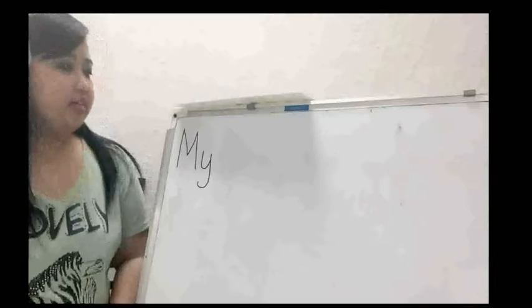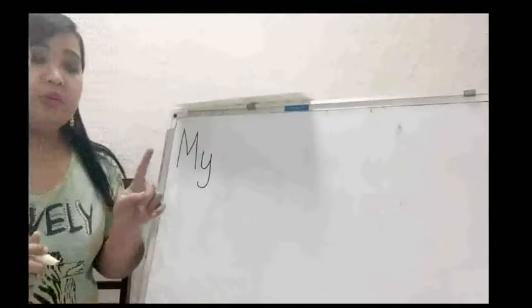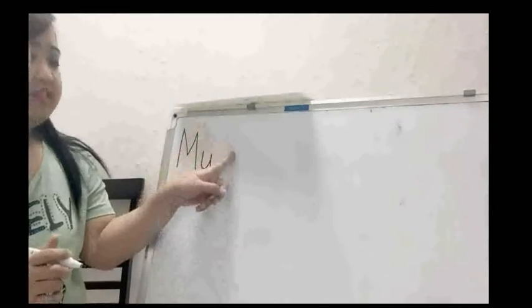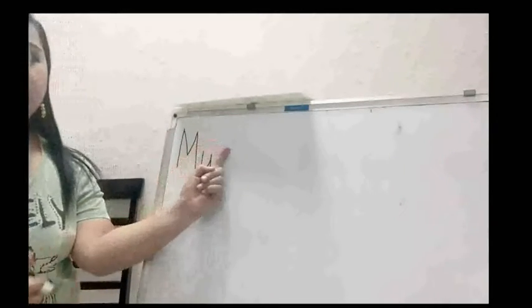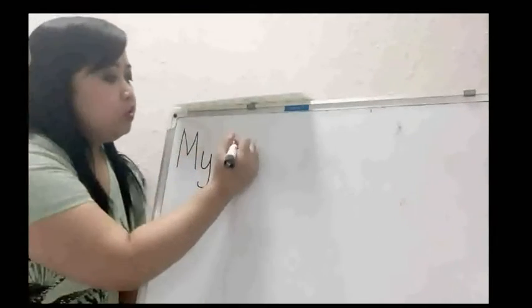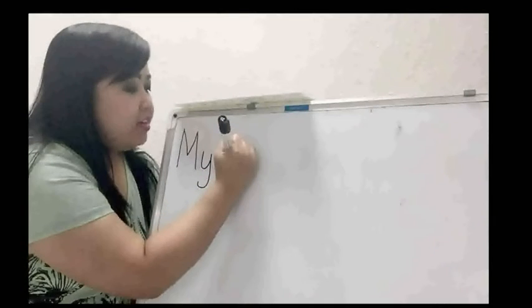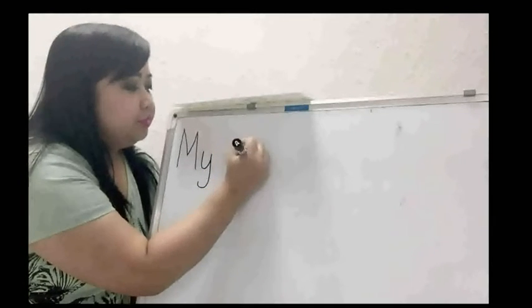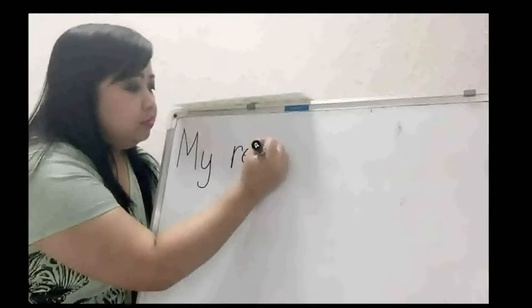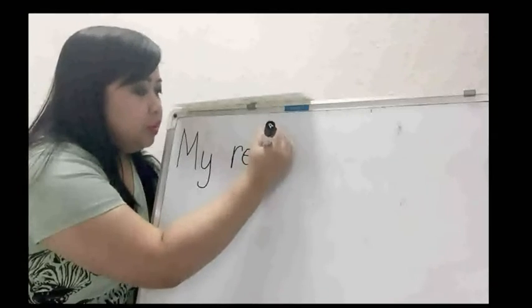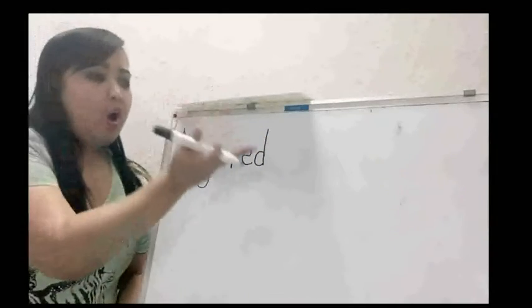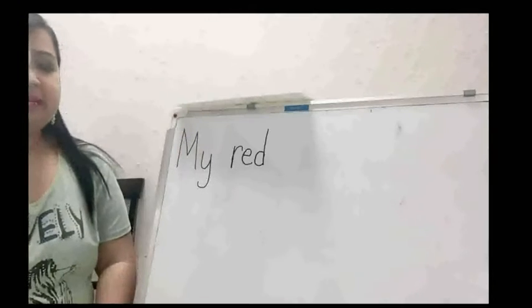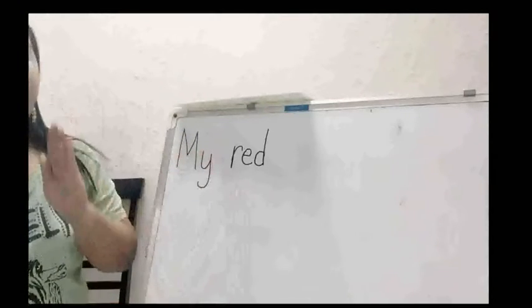My red. Okay. So remember, we use our finger to have a space. After a word, there is a space. Okay. So finger space. I'm going to write the word red. Red. Okay. My red. Okay, my red apple.